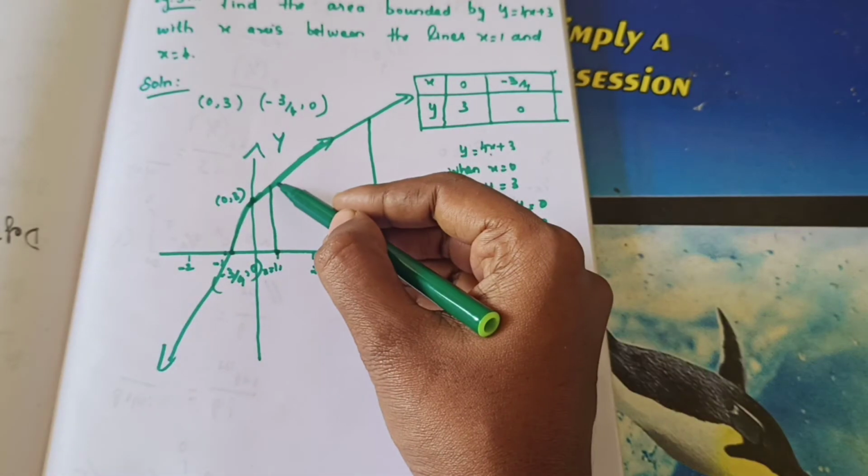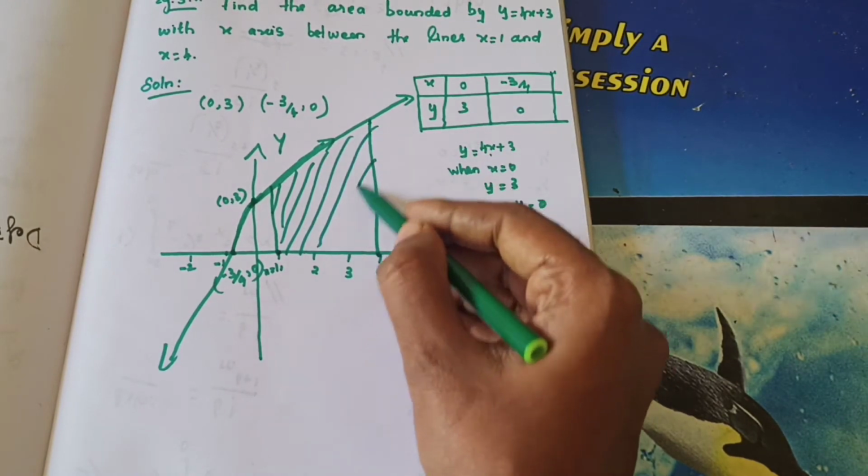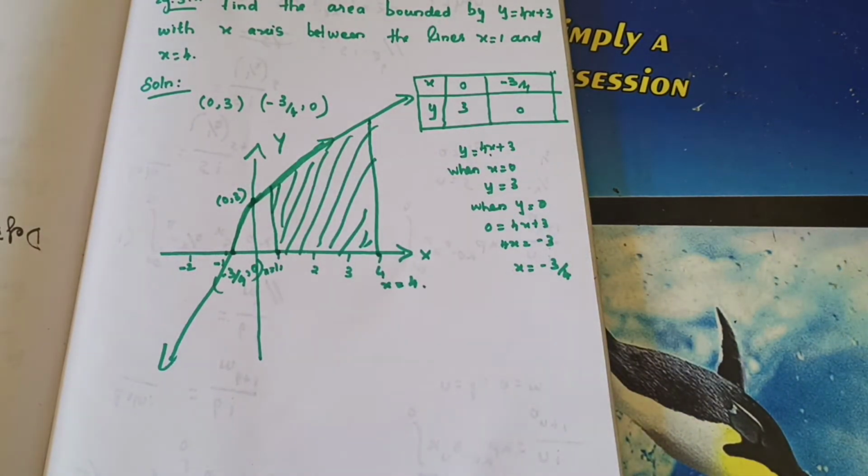Now this is the area. This is the area bounded by the curve. This area only you need to find. Got it? Understand? Then solving it will be very easy. When drawing the curve, you will feel somewhat difficult.